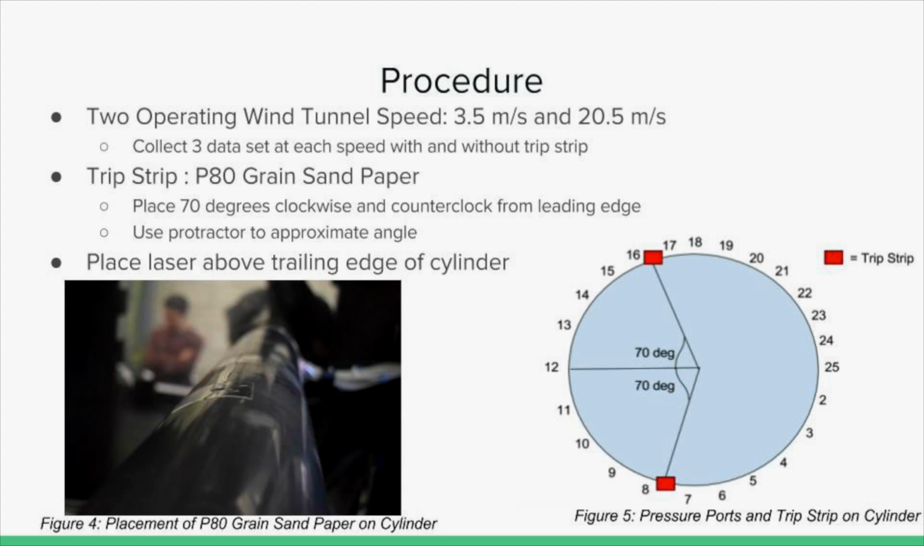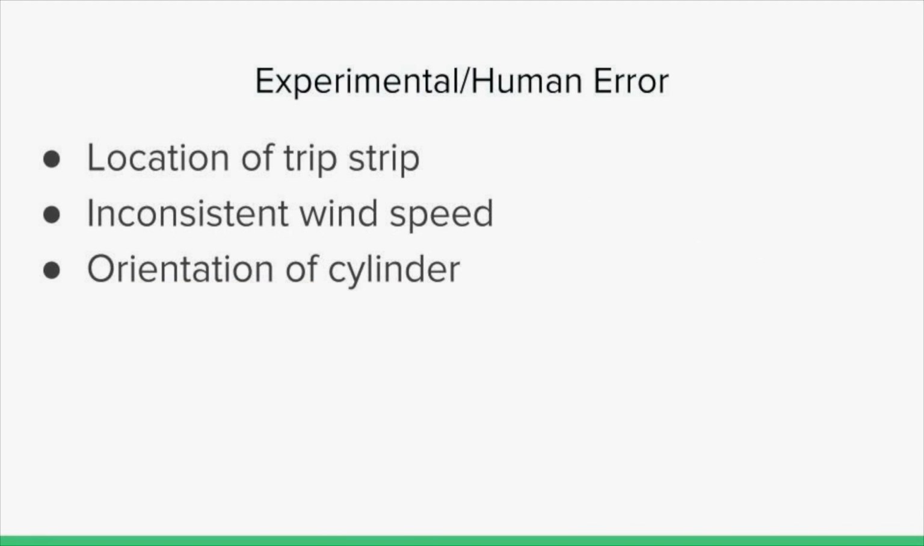Throughout the experiment, team members analyzed the flow visualization of the cylinder with the assistance of the fog machine and laser. After each trial, a member validated the pressure data to ensure no discrepancies occurred. There were multiple sources of error for this lab. A major source of error was the location of the trip strips. For low velocities, the location of the trip strips was not able to create turbulent flow around the cylinder. This error is discussed later on. At higher velocities, trip strips were able to trip the boundary layer into a more turbulent flow.